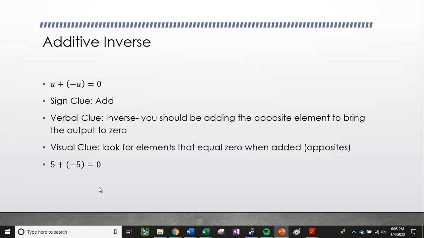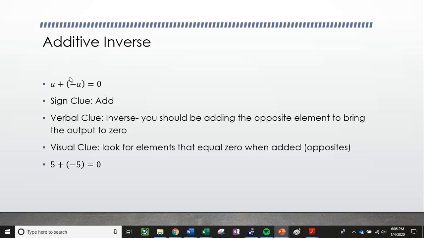Additive Inverse. Okay, so you kind of have 2 sign clues here. One of them is addition, obviously, additive, add. But you also are going to have a negative sign, most likely. Okay, so your verbal clue is the word inverse. You should be adding the opposite element so that you bring the output to 0. A plus negative A equals 0. That's also kind of like a more convoluted way of just saying A minus A equals 0.